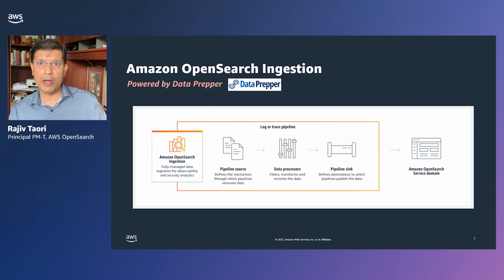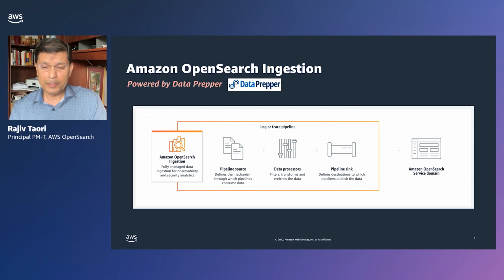Sources are the places that you can collect your data from. Today, for example, we support FluentBit and the OpenTelemetry collectors and other sources to collect data from. Data processors include components like the Grok processor, the drop processor, the mutate processor, and a number of processors for processing trace data as well. And sinks allow you to write data into OpenSearch domains and can route it to multiple domains if you like.